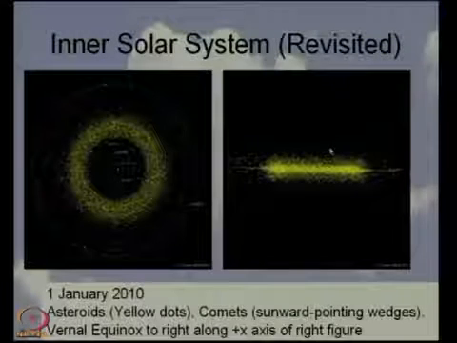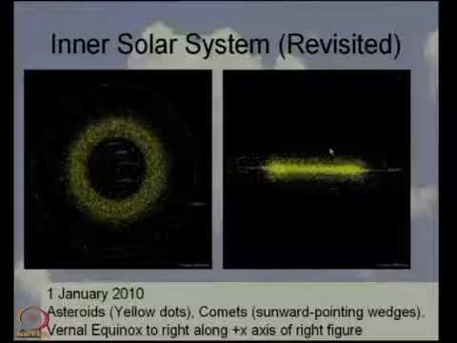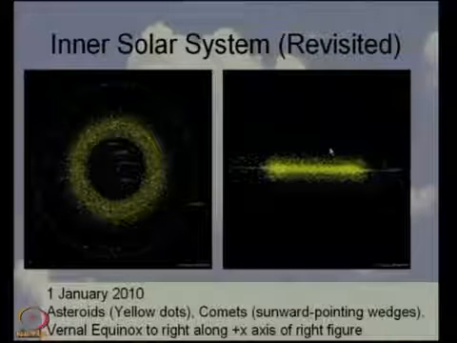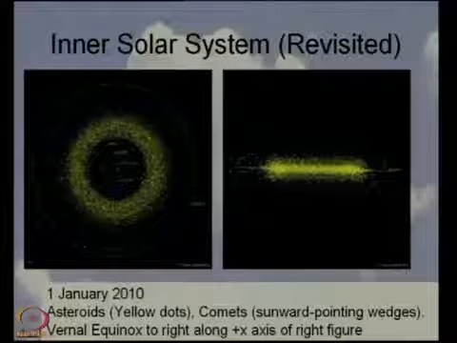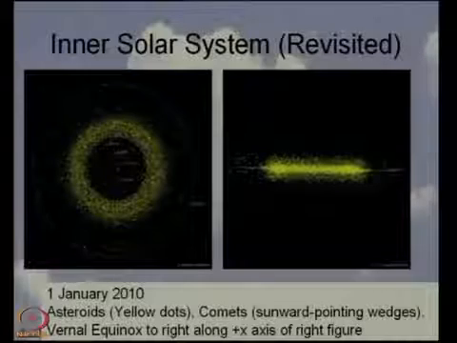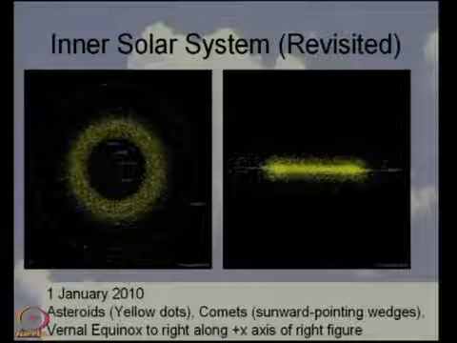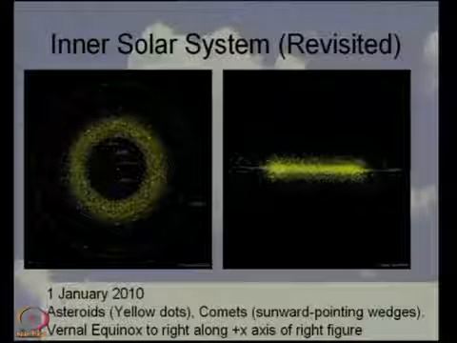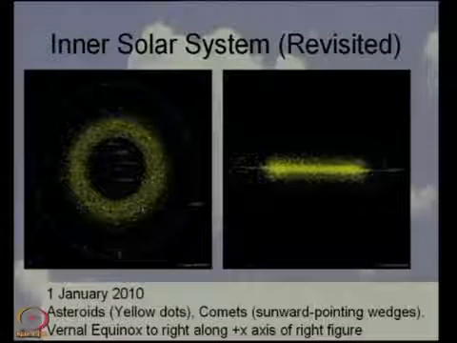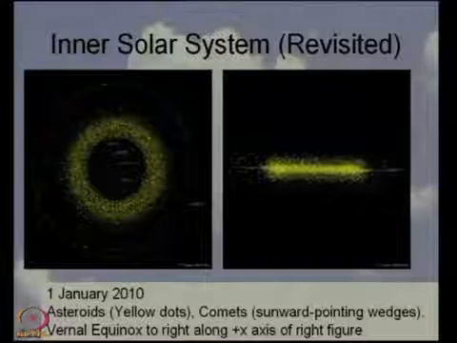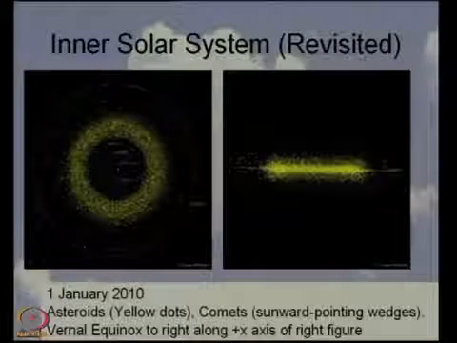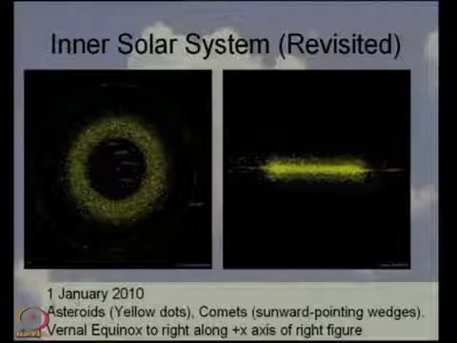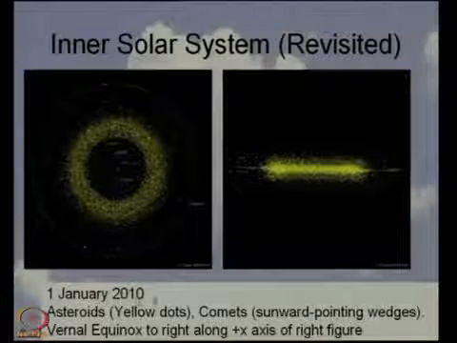Now, we have been discussing the planets until now, but the planets and the sun are not the only components of the solar system. Now, let me show you another picture of the solar system. So, this picture shows you the positions of the planets and the other components of the inner solar system. Okay. So, this is the inner solar system revisited. This shows you a picture of the positions on 1st January 2010.